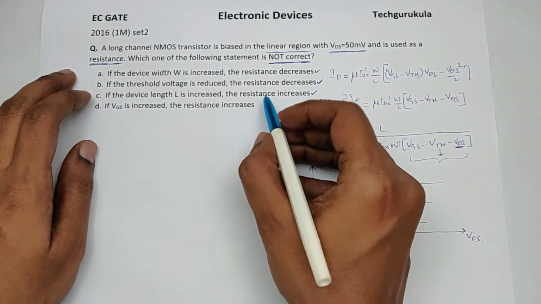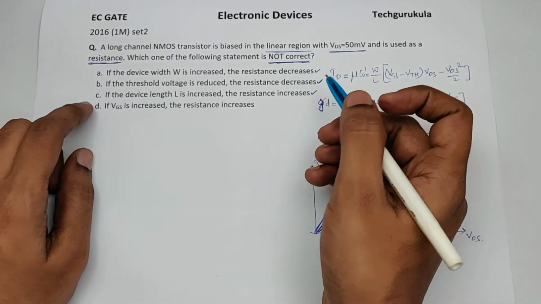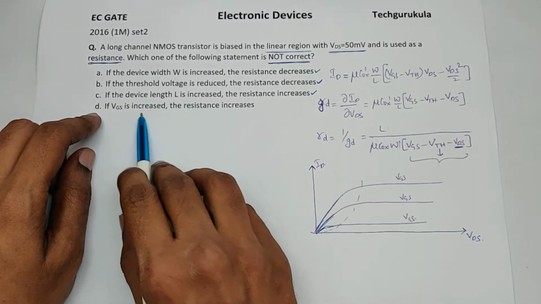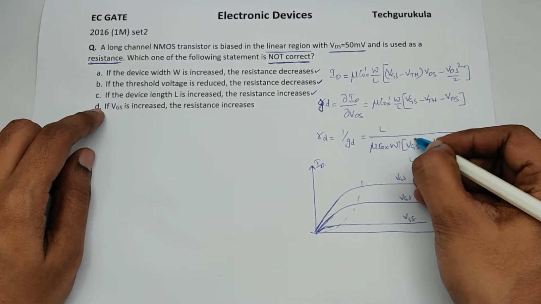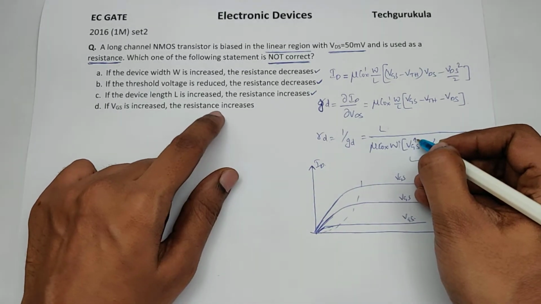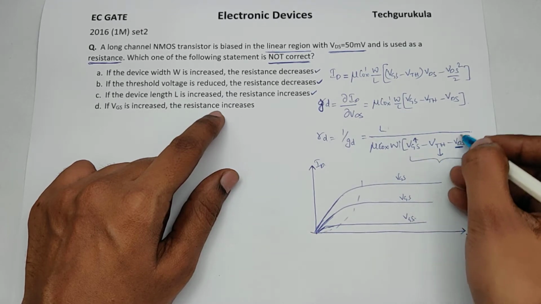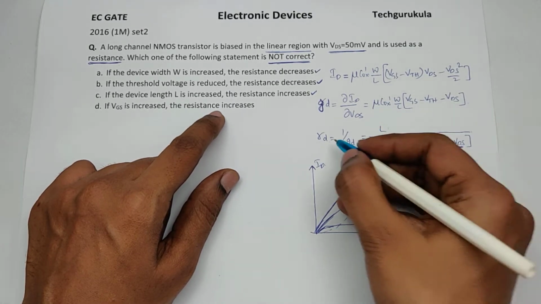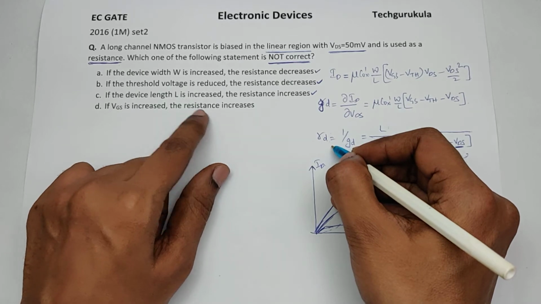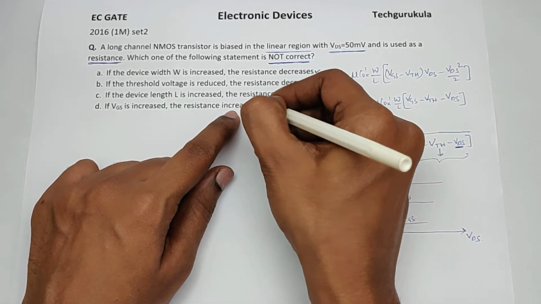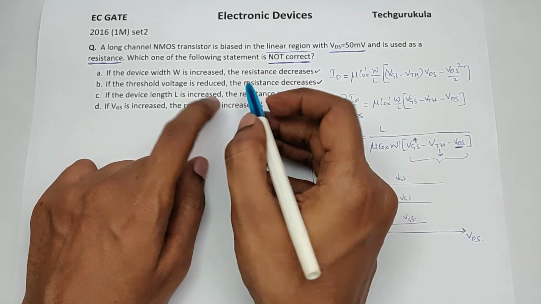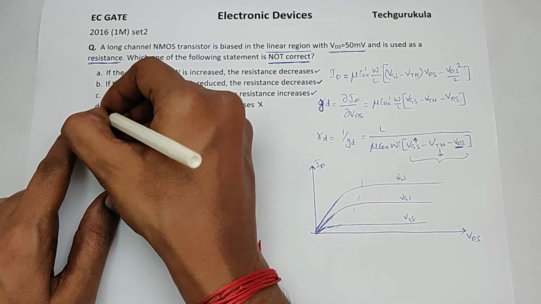So obviously there should be an answer which is not correct. Let's see this. If VGS is increased, resistance increases. If VGS is increased, this term would actually increase, and the entire expression would decrease, which means RD will actually decrease, but here they are telling it will increase, which is wrong. So the statement which is not correct is option D.